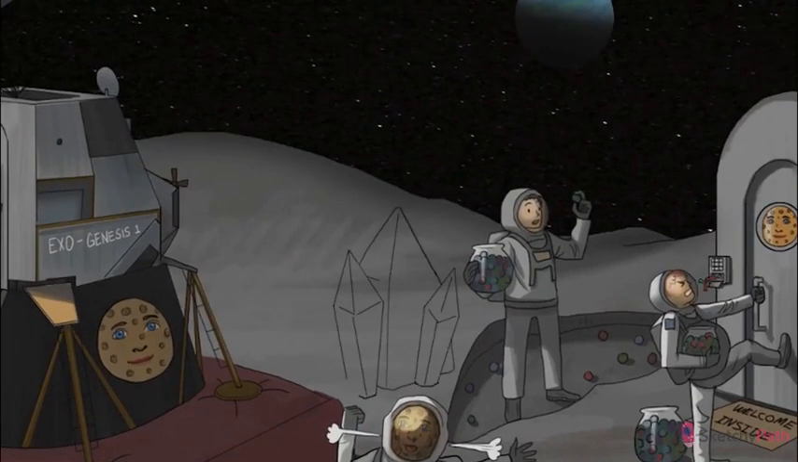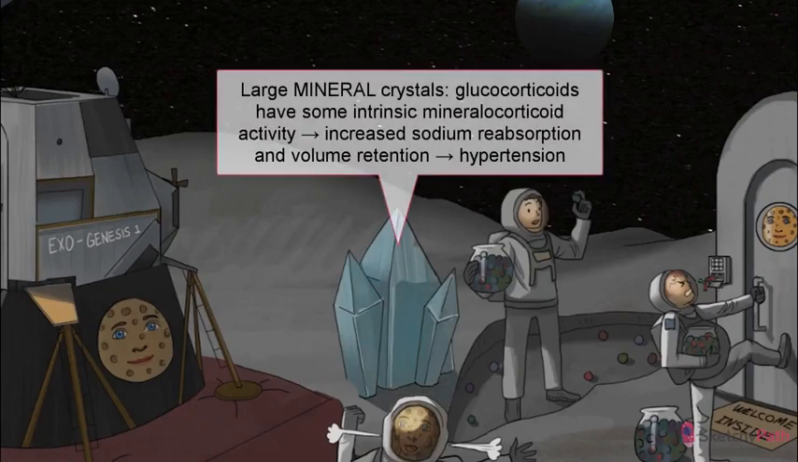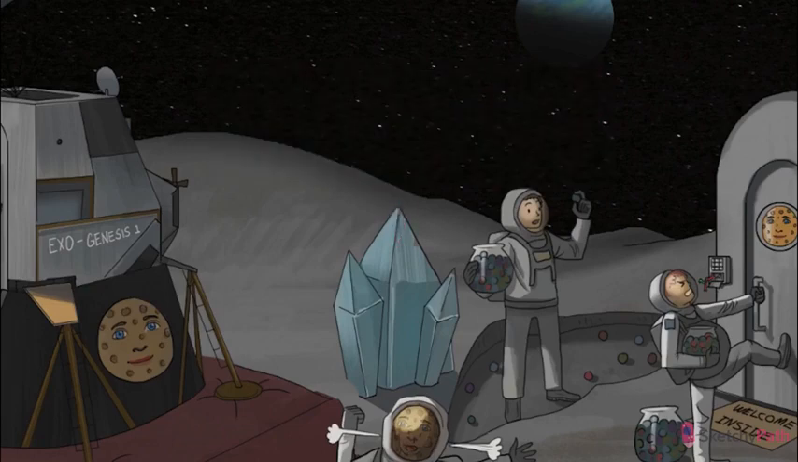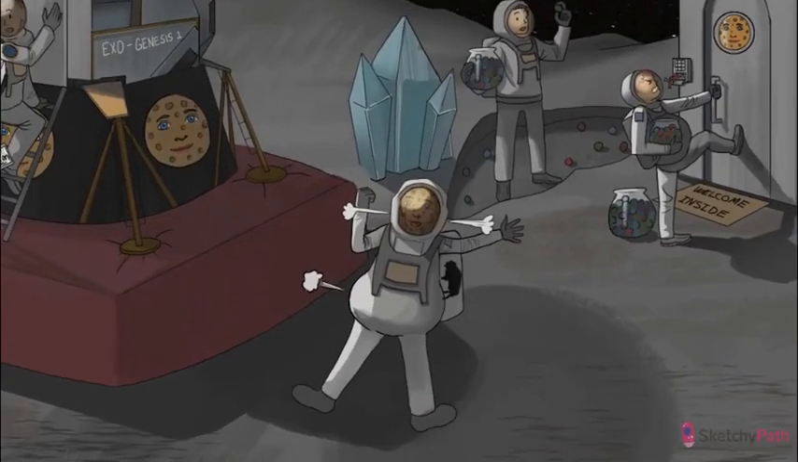It turns out that glucocorticoids have some intrinsic mineralocorticoid activity, hence the large mineralocorticoid mineral crystals in the back there. Think back to our hyperaldosteronism sketch, where we discussed how aldosterone, the body's mineralocorticoid of choice, acts at the distal nephron to increase sodium absorption and volume retention. Well, at high enough concentrations, glucocorticoids start to exert the same effects.